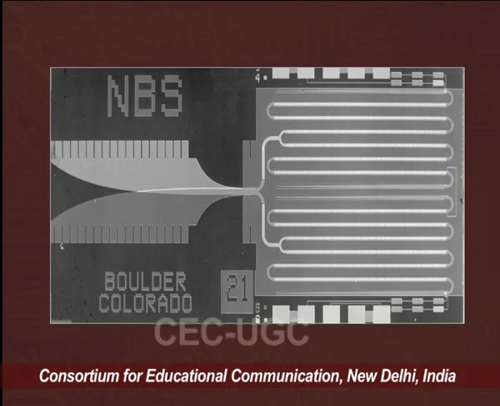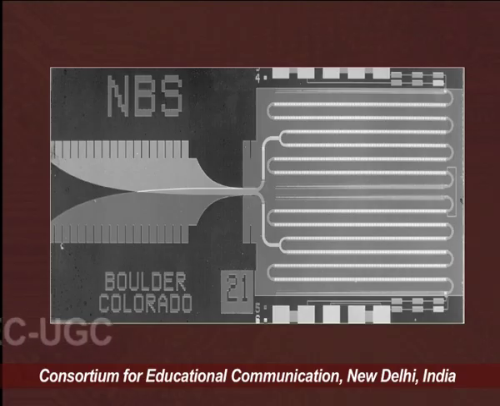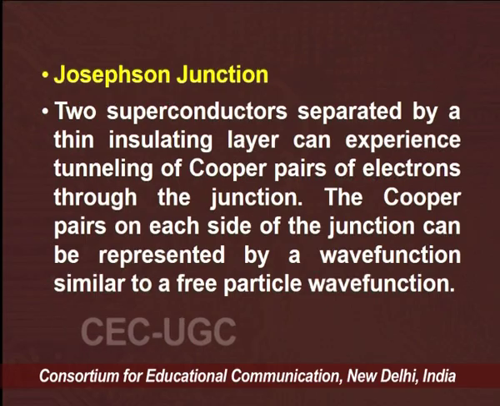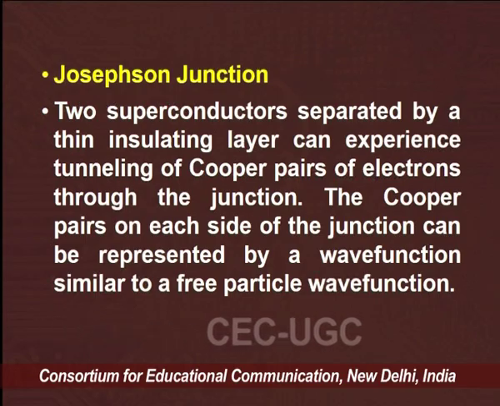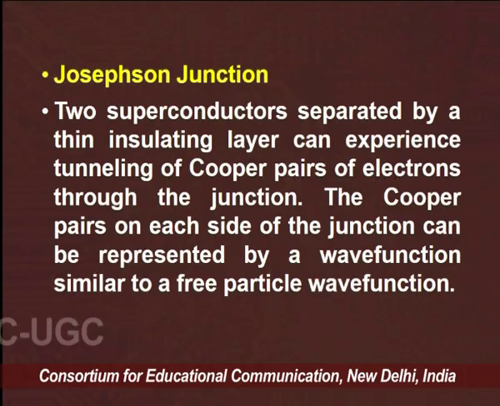So, we will see how sensitive the SQUID device is. In the SQUID device, parallel Josephson junctions are used for measurement of the magnetic field. You can see on the screen, these are the Josephson junctions and these are joined in parallel for measurement of the magnetic field. This Josephson junction has two superconductors separated by a thin insulating layer, and that can experience tunneling of Cooper pairs of electrons through the junction.